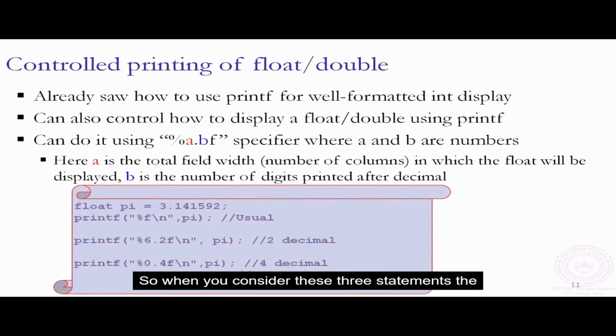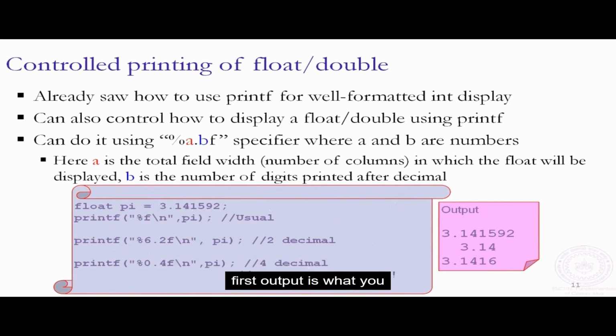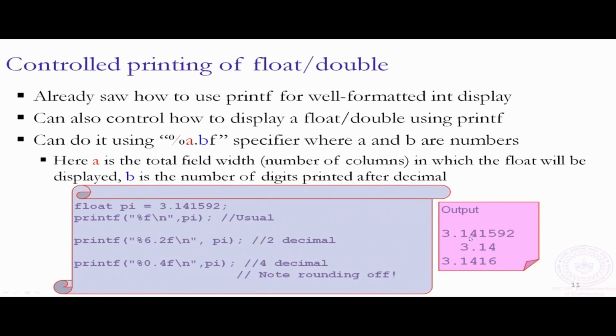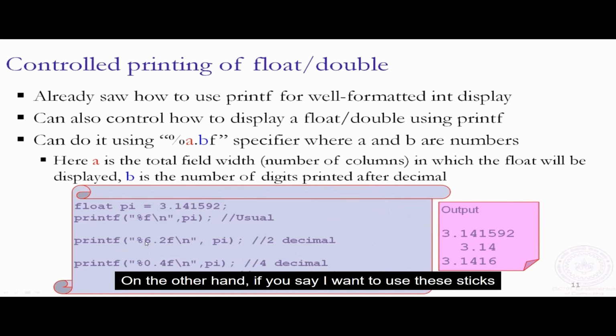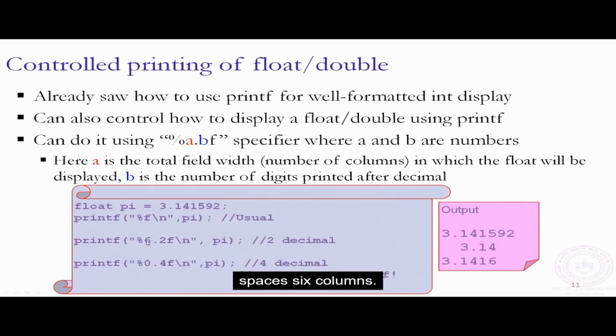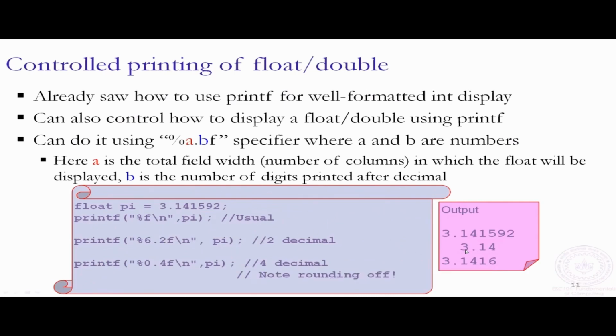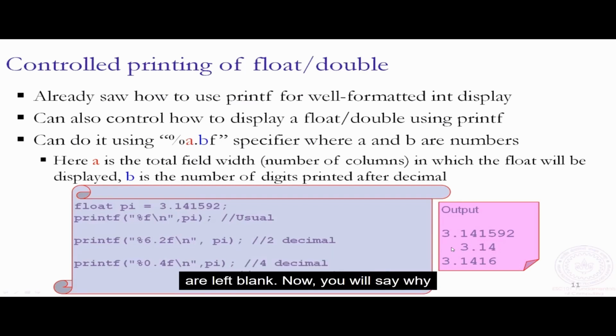So when you consider these 3 statements, the first output is what you would get without any kind of formatting other than the bare minimum. And here you get to see 6 digits by default of the float. On the other hand, if you say I want to use these 6 spaces or 6 columns and I want to round to 2 decimal places, we get to see 3.14 and 2 columns are left blank.